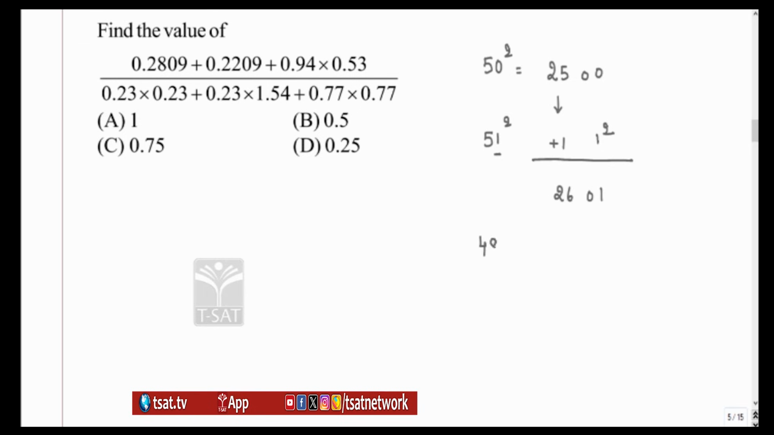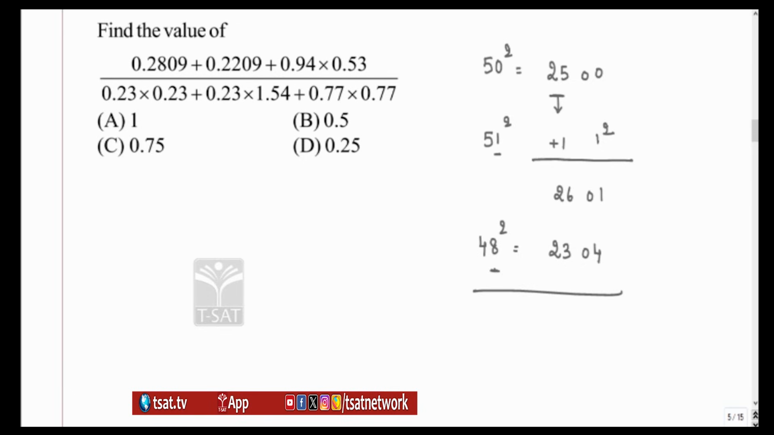So you can apply. Even if I ask you 48 square, this is 2 less. Therefore, you subtract 2 from 25. That's 23. And 2 square is 4, that is 04. In number theory, I have already explained how to find the squares which are close to 50 and close to 100. You can refer to that particular video.